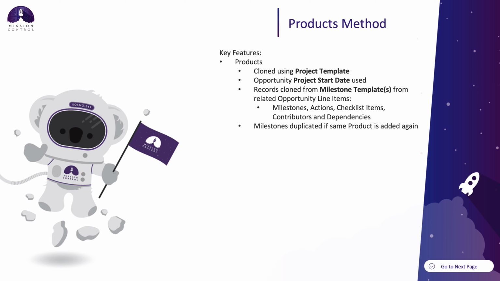So if I had a training product which had the training milestone on it, and I were to add this training product multiple times, let's say 3 times, onto the opportunity, and then use the product generation method, it would add the training milestone on this newly generated project 3 times. All right, so let's jump into the demo and have a look at this generation method in action.